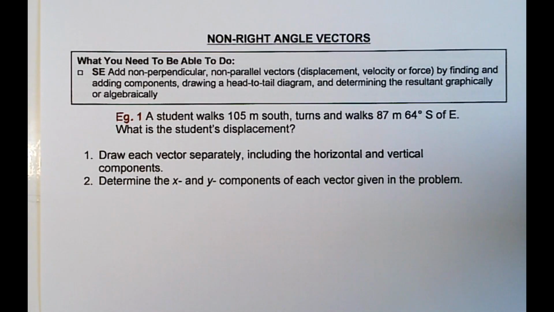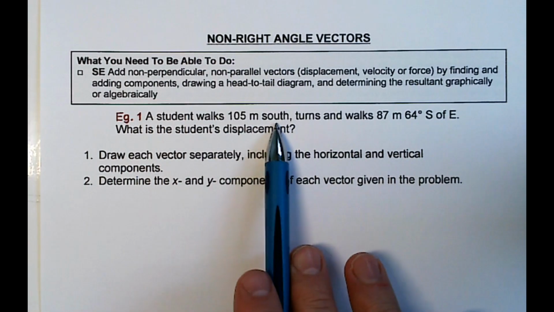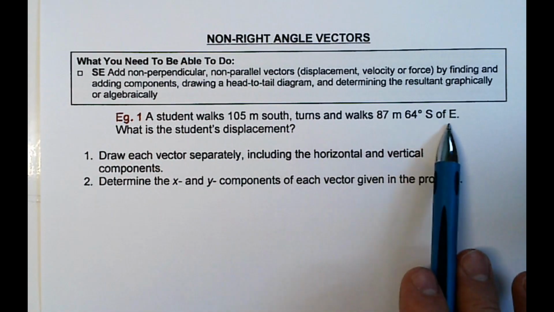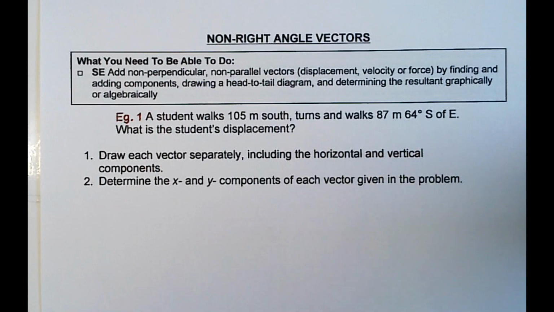In our first example, we are given a student walking 105 meters south, turning and walking 87 meters at 64 degrees south of east. We want to determine what is the student's displacement. Now normally this would be a pretty straightforward question from what we've been doing, because he's heading south, but then when he turns, he's now going 64 degrees south of east. This is where it starts to get a little trickier.